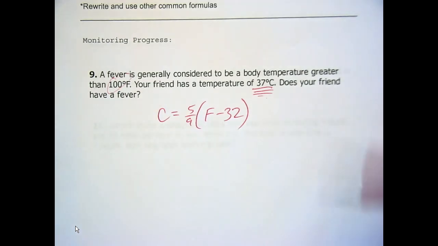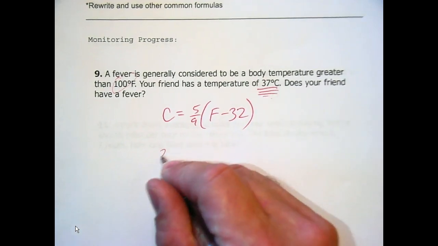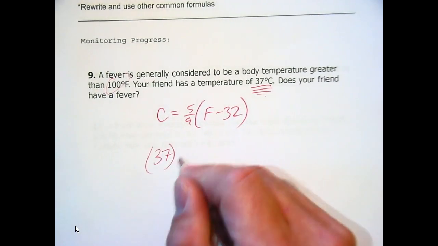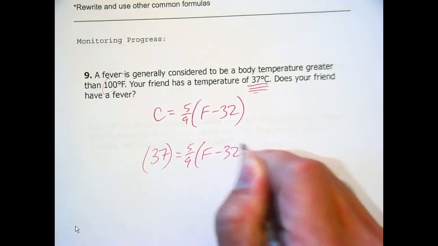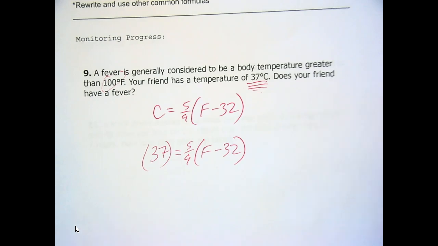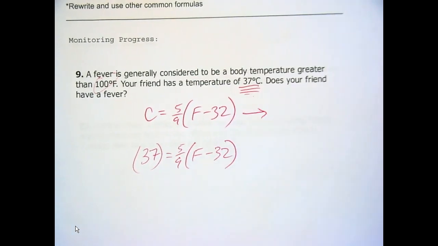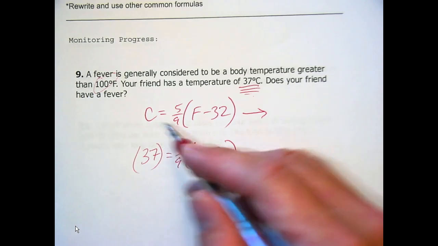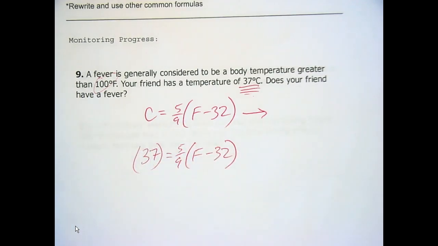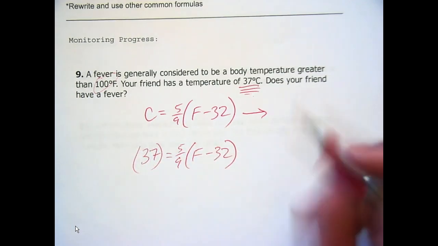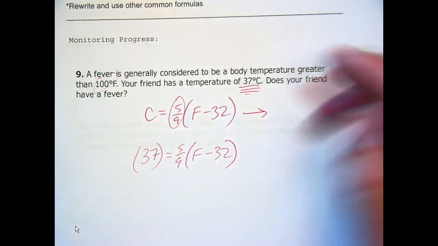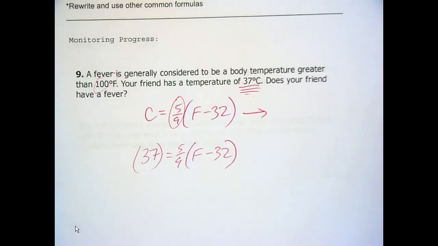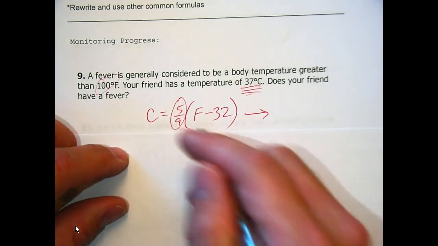Now some of you would just put the 37 in right here and solve for F, which is another route you could go. But being able to get F by itself first, without putting a number in, might be helpful as well. So the first thing we do is get rid of this fraction. We've talked about getting rid of a fraction a few different ways. I'm going to go about this by getting F by itself.